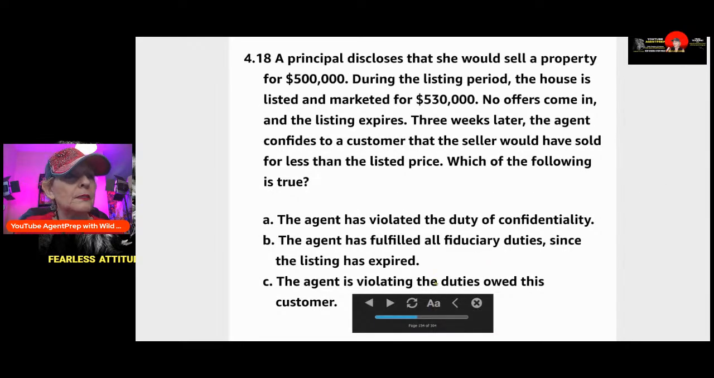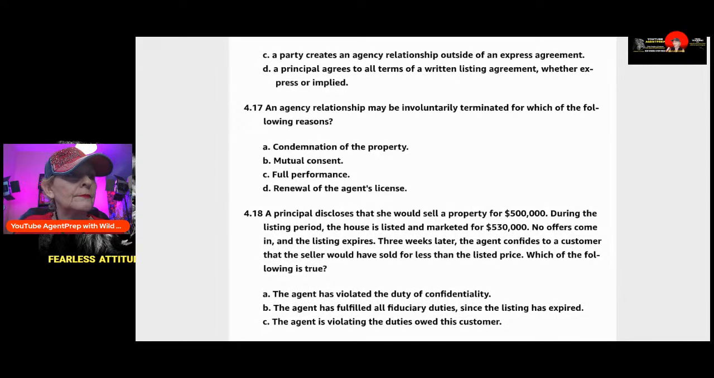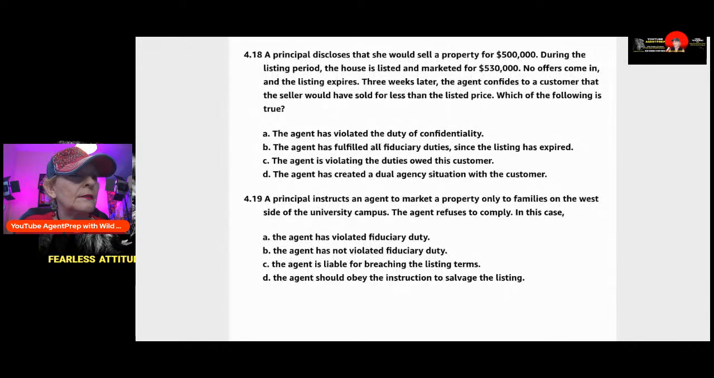Number 18. A principal discloses that she would sell a property for $500,000. During the listing period, the house is listed and marketed for $530,000. No offers come in and the listing expires. 3 weeks later, the agent confides to a customer that the sale would have sold for less than the listed price. Which of the following is true? A, the agent has violated the duty of confidentiality. B, the agent has fulfilled all fiduciary duties since the listing has expired. C, the agent is violating the duties owed to their customer. Or D, the agent has created a dual agency situation with the customer.